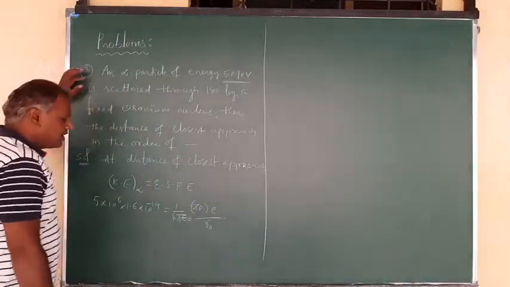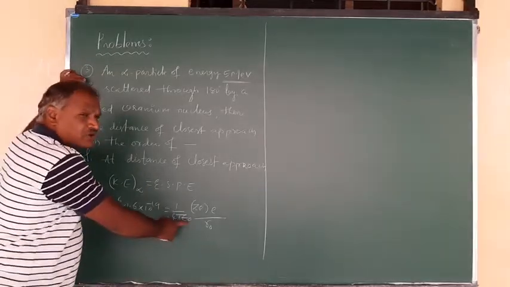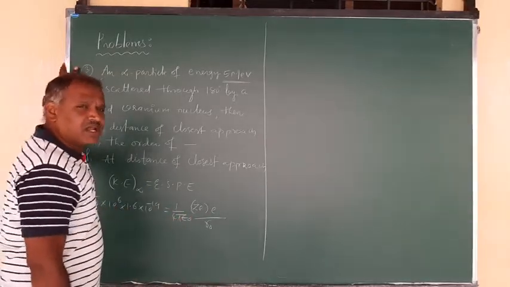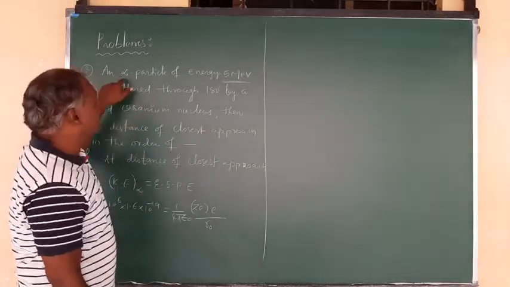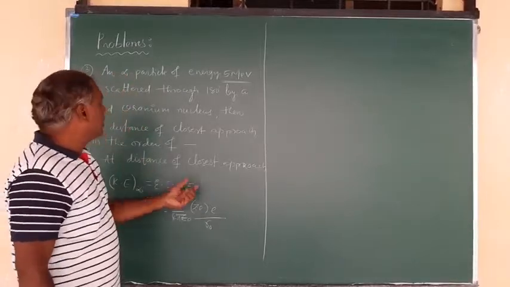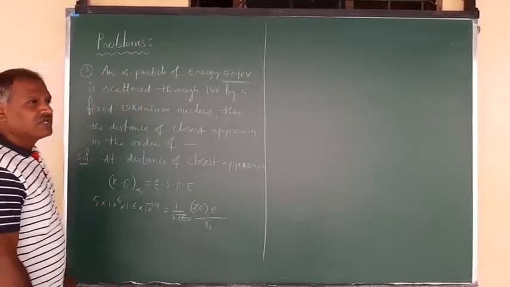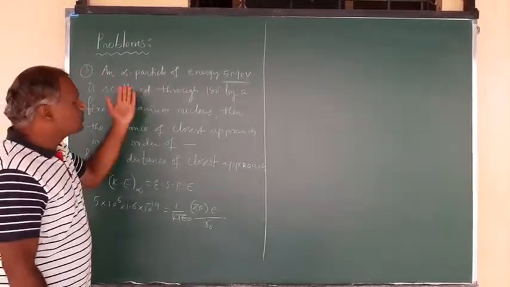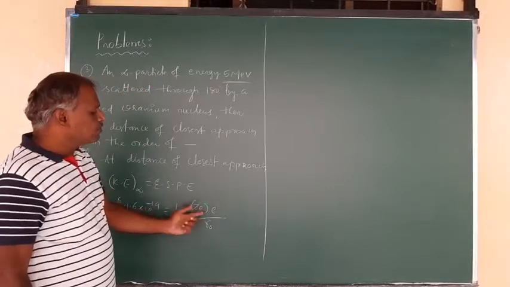Here, 1 upon 4 pi epsilon naught is a constant, that is nothing but 9 into 10 power 9. And Z, here Z is for the alpha particle. So what is the charge of the alpha particle? Z is the atomic number here. What is the alpha particle's atomic number? Helium is 2, so atomic number Z is 2, and E square.